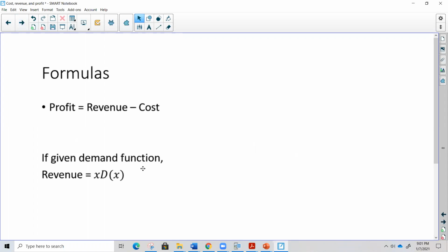the demand function. And if I'm given the demand function, I find revenue by taking the number of units times the demand function. And demand function may be in terms of X. A lot of times it's in terms of Q. So it could be Q times D of Q. It's just the number of units times whatever your demand function is, and make sure your variables match.